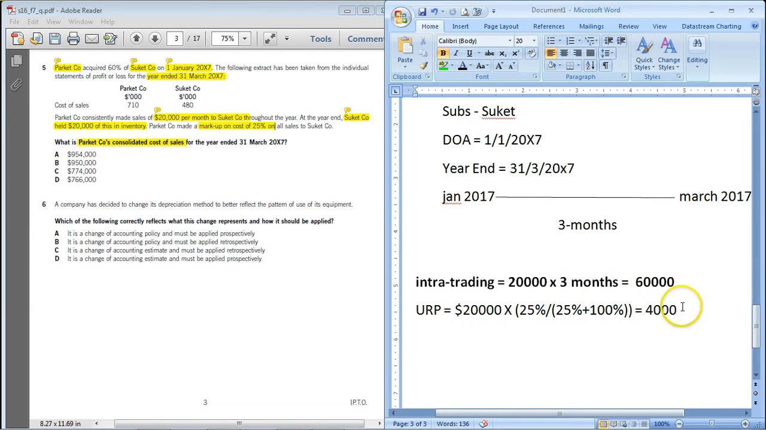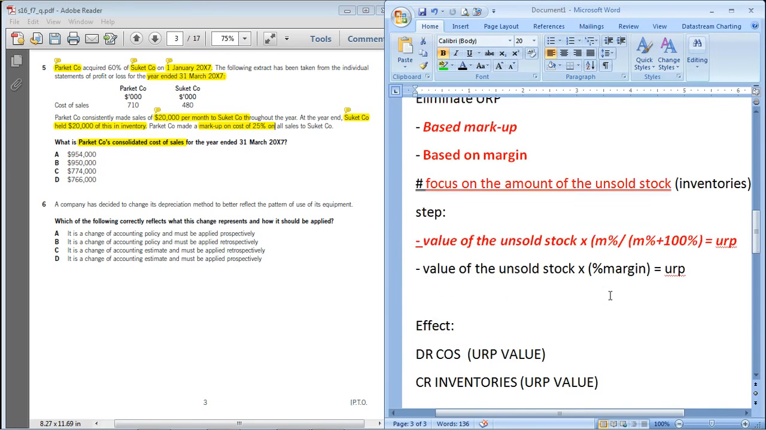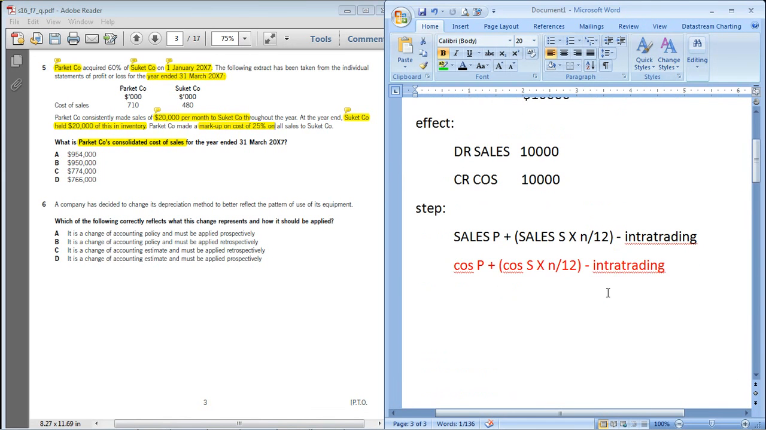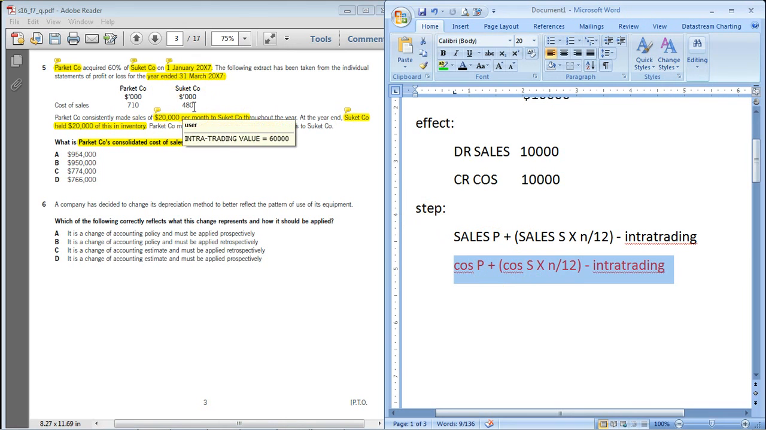Now, you get these two figures. What you have to do, the effect will come. What I mean by effect, debit sales, credit COS. But in this question, you are focusing on COS. You have to credit COS. So what is your step here now? You see, cost of sales parent 710 plus 480. Can you do that? No. Good. Remember what I taught?